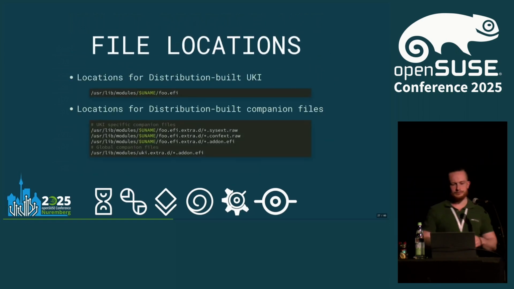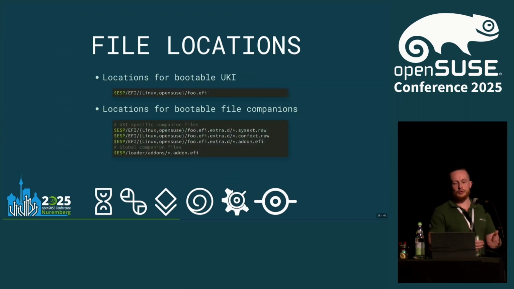Okay, and where are we locating all these files, all these add-ons and extensions? Basically, for a distribution build, the UKI should be installed into your kernel modules, and all companion files need to follow this path. You can have extensions or add-ons dedicated to a specific UKI, or you can have a global extension. It means that everything in the UKI extra.d will be applicable to all installed UKIs.